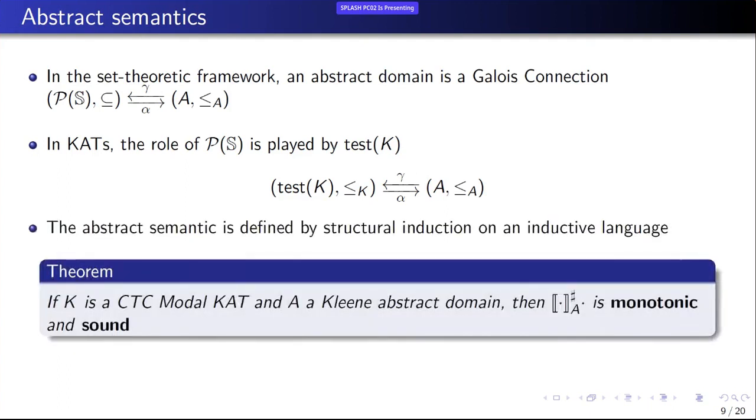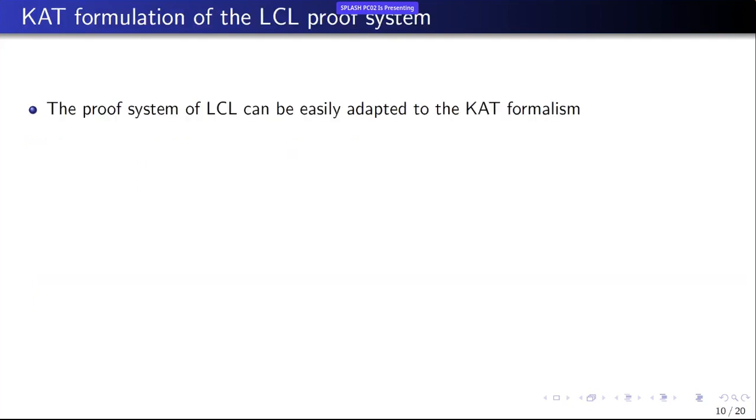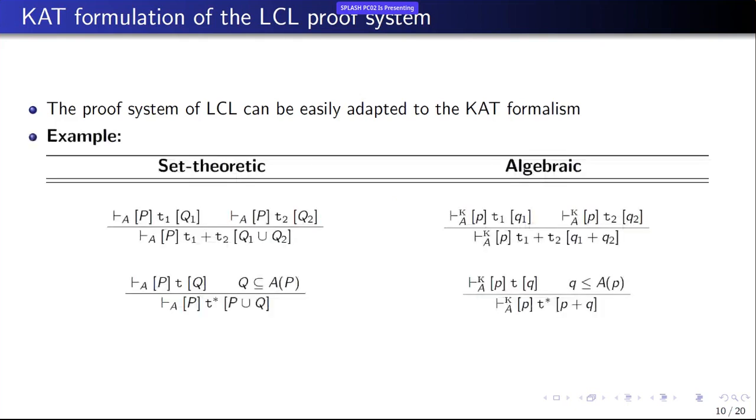We can also define an abstract semantic by structural induction on the language. And it turns out that even in this context, provided that there is this CTC condition, and it's a very technical condition, but provided this condition, we can show that the abstract semantic is monotonic and sound. We can now proceed to adapt the proof system of the local completeness logic to this KAT framework.